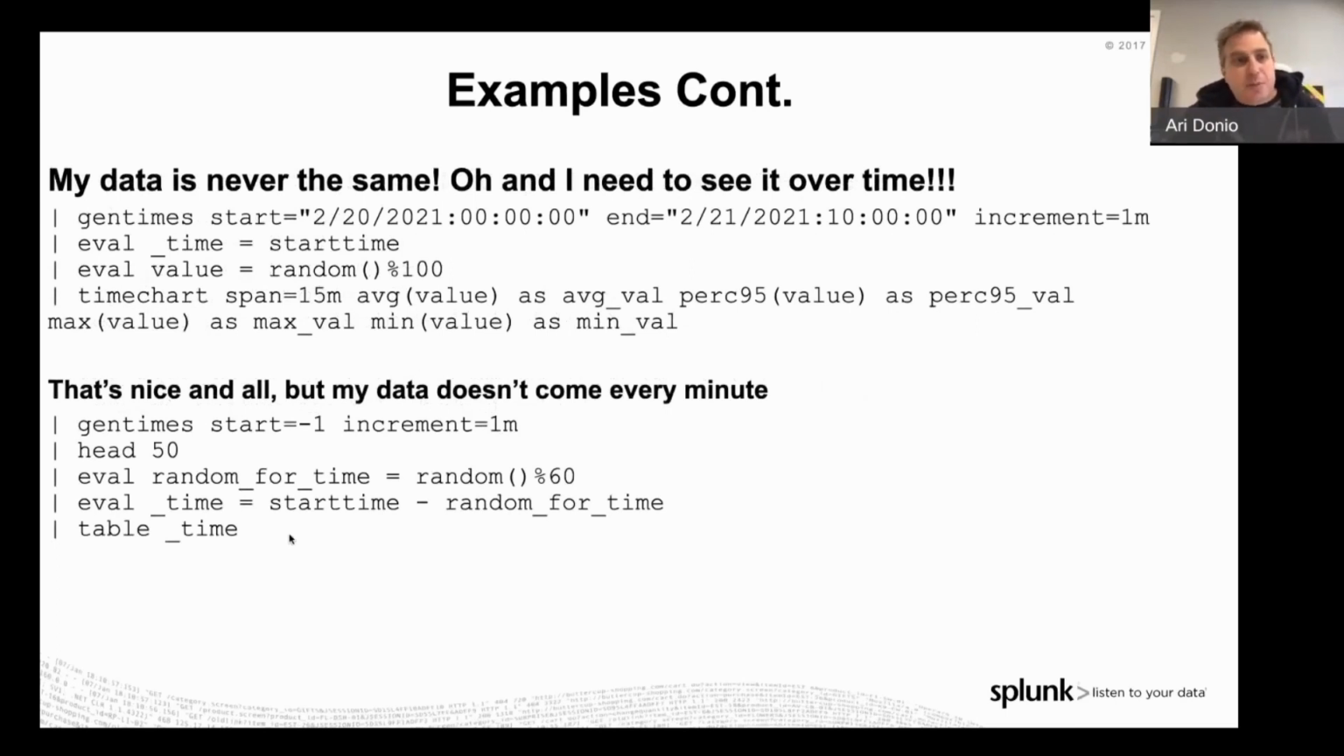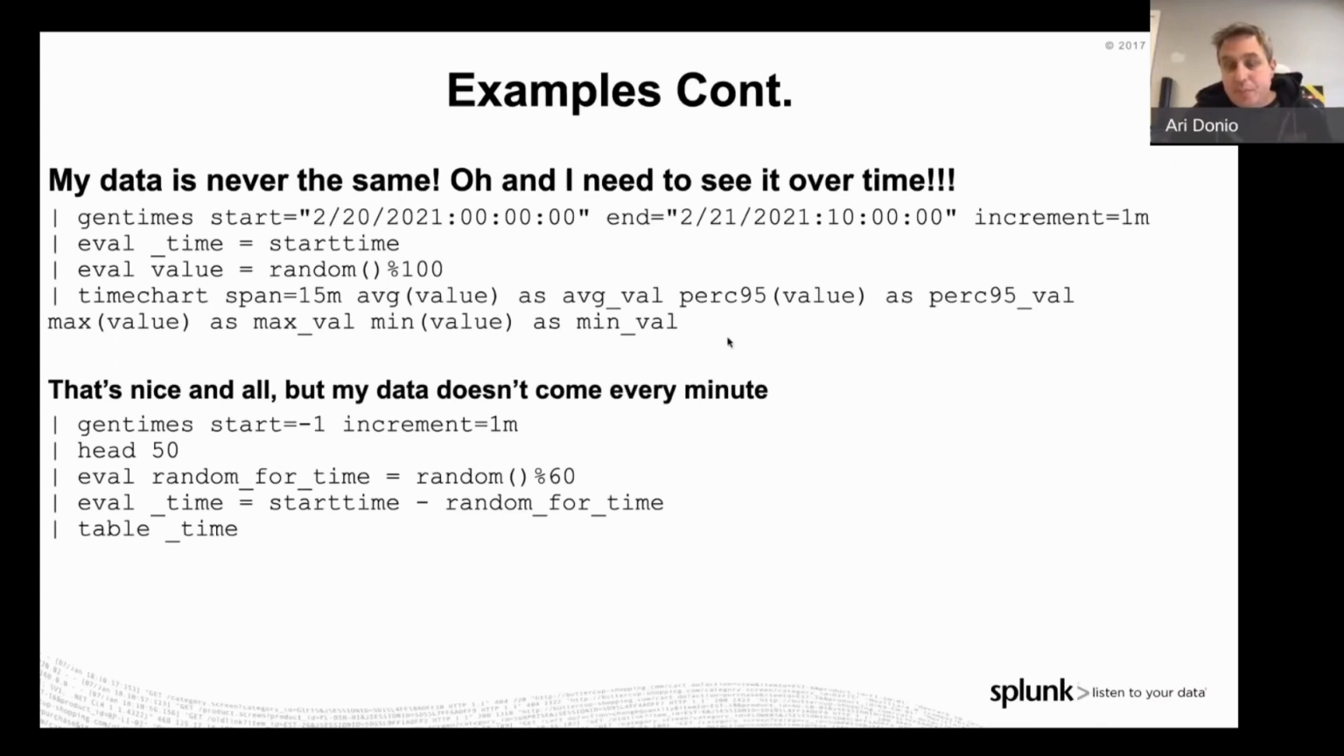Well, a lot of people told me, you know, the results are not enough and my data is never the same. I want to see something more elaborated. So here we use just the gentimes command, right? We create events between February 20th and February 21st with an increment of 1 minute. We create a random value and we just timechart the value. And it's going to create a very nice graph very fast.